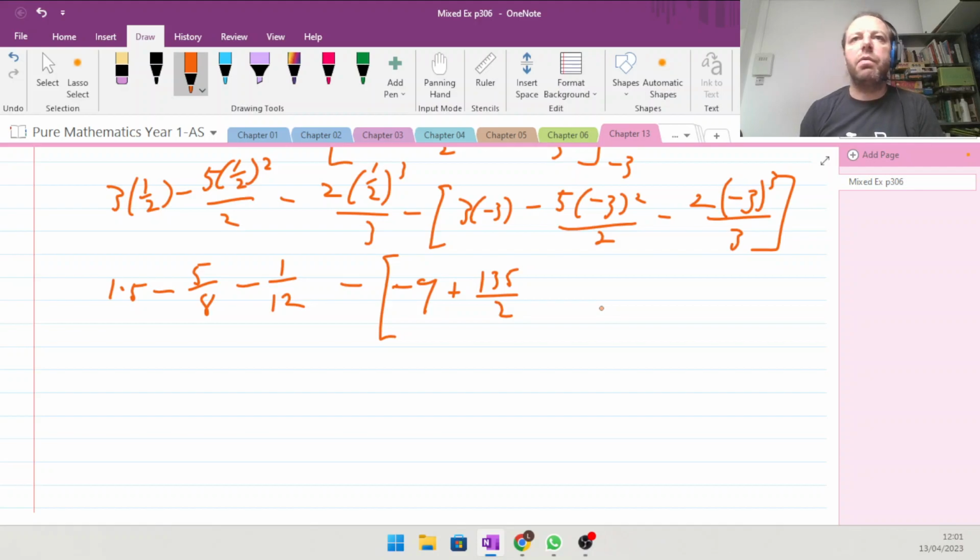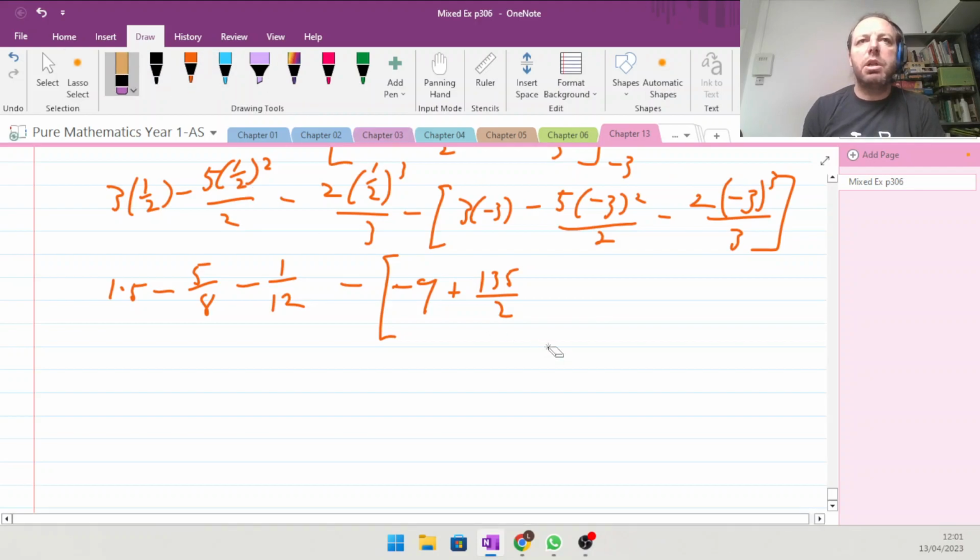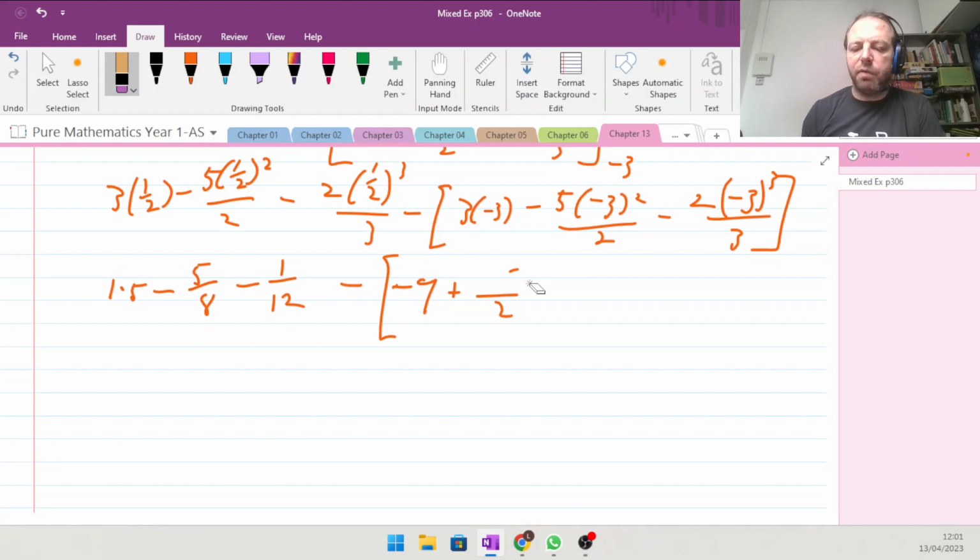Oh, no, that's not right. That's a square, not a cube. Check that one. So that's 9 times 5, 45 divided by 2, 45 over 2. And it should be a minus. Okay, now we've got the 27. Okay, times 2, divided by 3, minus 18, which makes it plus 18.